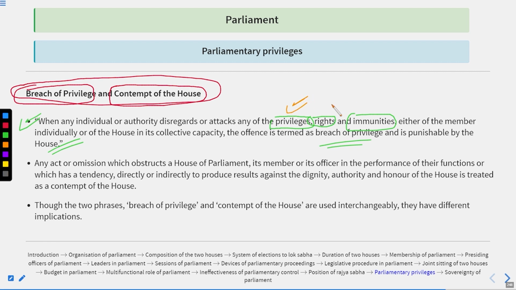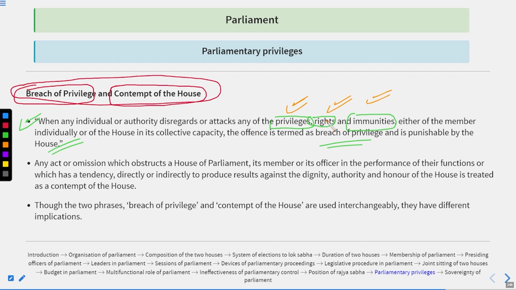There are various privileges, rights and immunities provided to individuals and authorities, so that they could feel free while expressing their concerns, performing their official duties, and protecting democracy.